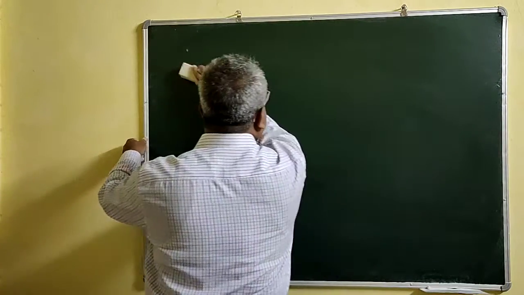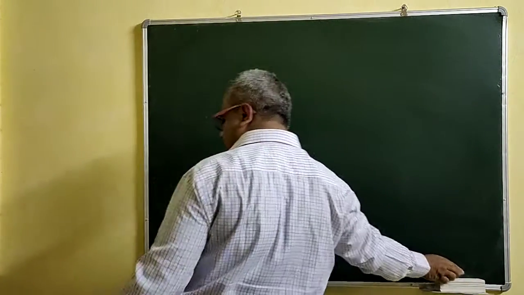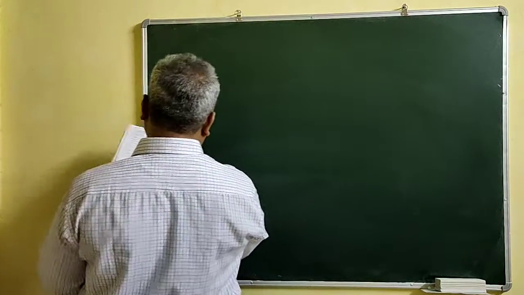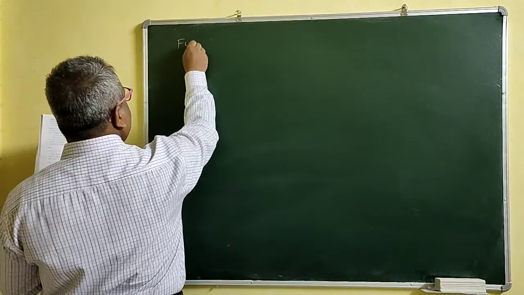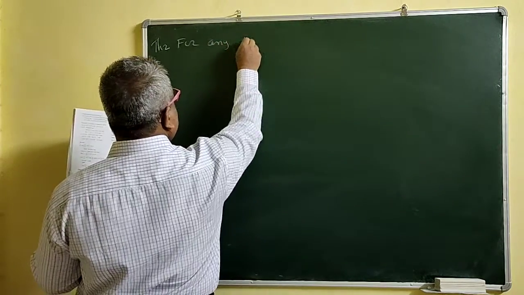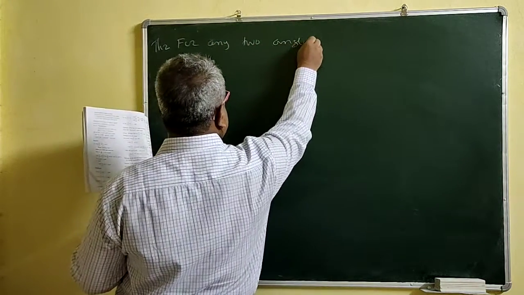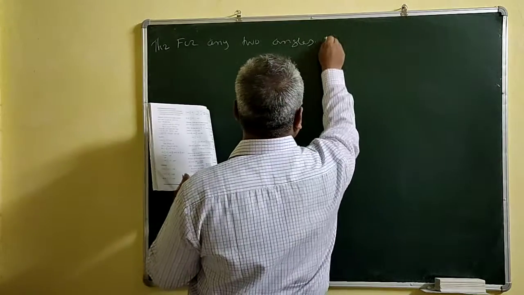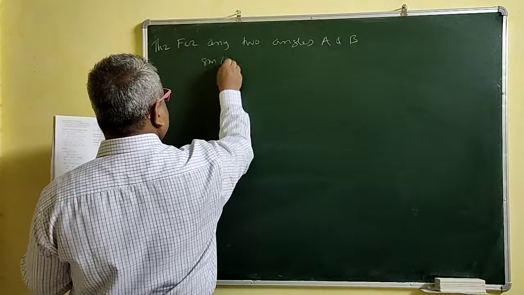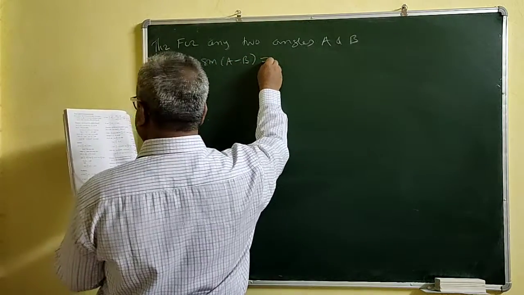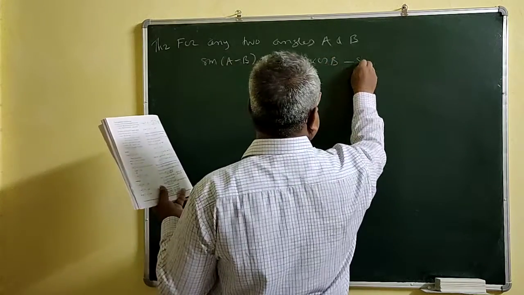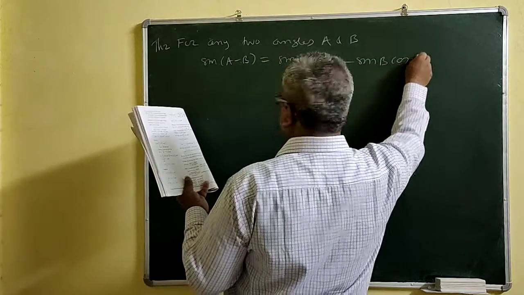Okay. Now we will obtain the formula for sin of A minus B. Take the next theorem. Theorem 2: for any two angles A and B, sin(A minus B) is equal to sin A cos B minus sin B cos A.